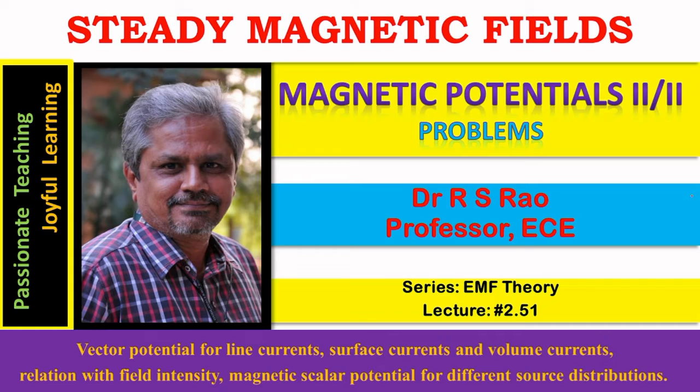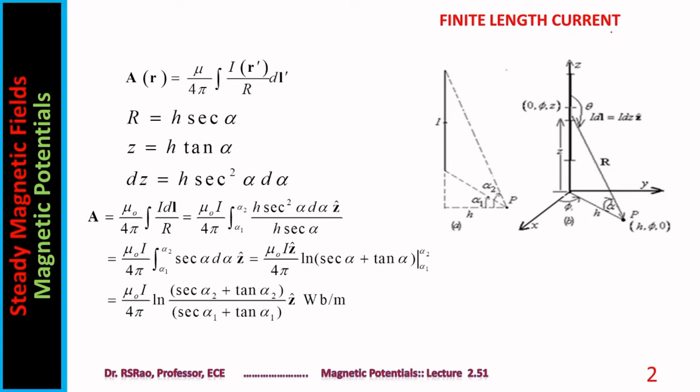distribution is given. Magnetic scalar potential is very much similar to electric scalar potential, but it is defined only for current-free regions. In the present session, the focus is on problems and their solutions which are set around magnetic vector potential and magnetic scalar potential. To begin with, we consider a problem: finding magnetic vector potential at a field point P due to a finite length current carrying conductor.